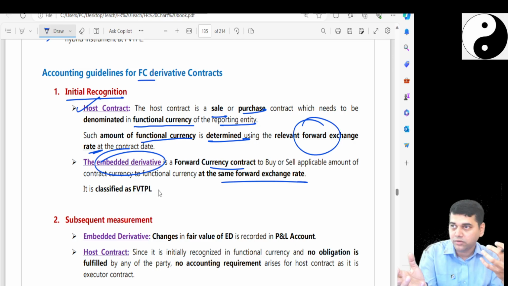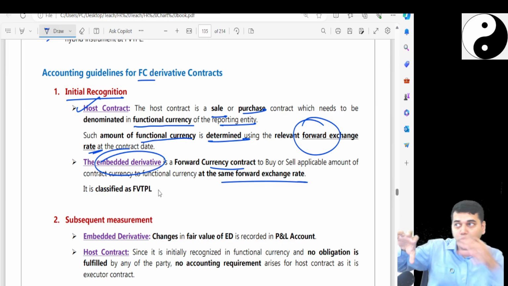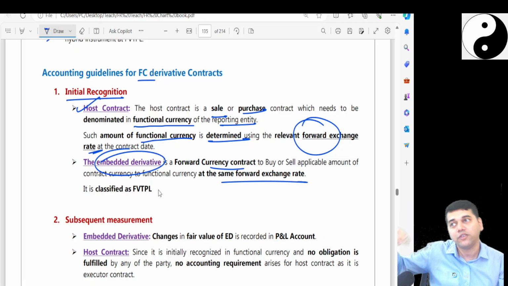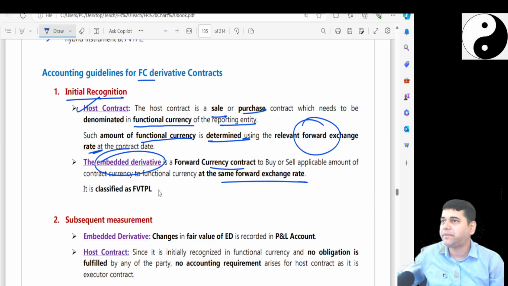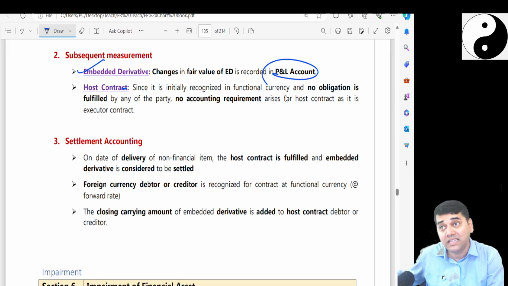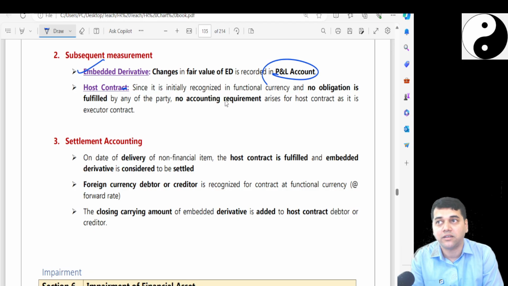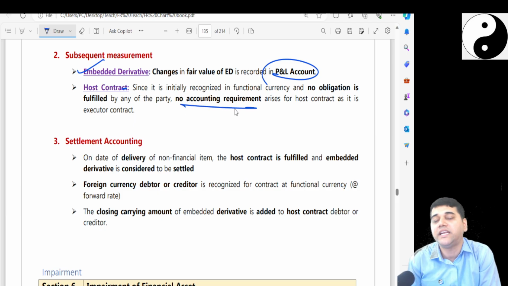Now you take out the host contract, you account in INR only. Previously, you would have done the host contract in US dollars. Now, since we have removed it, the previous host contract, you account in INR. The embedded derivative, account for it like an embedded derivative, that is MTM. Subsequently, all the changes in the embedded derivative will go to the P&L account, derivative gain or derivative loss. The host contract, unless it is fulfilled, because the host contract is a forward contract, an executory contract, you should pass the entry only on the date of settlement. So no accounting entry will be passed.